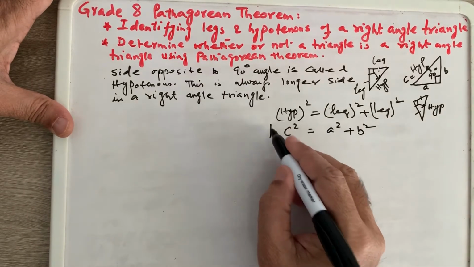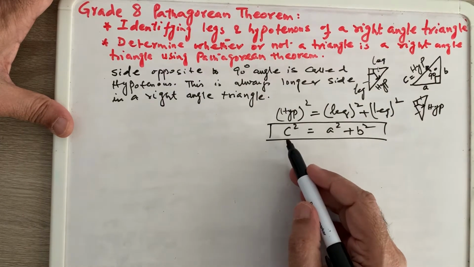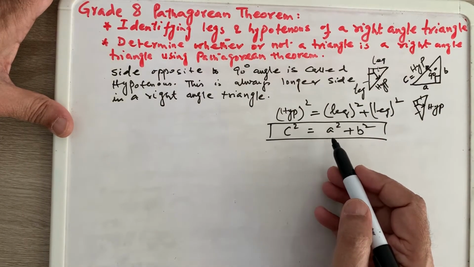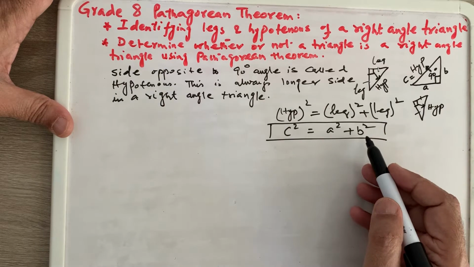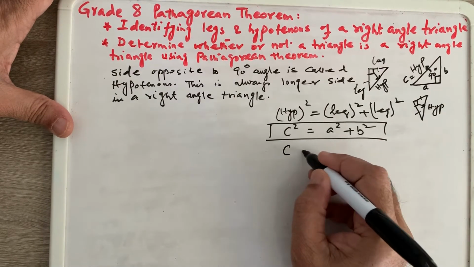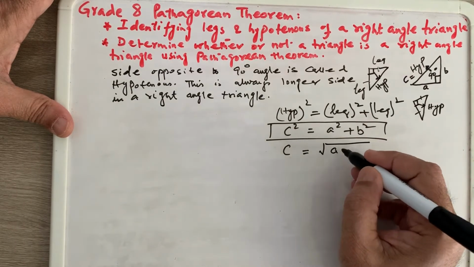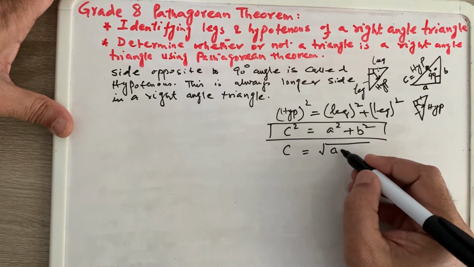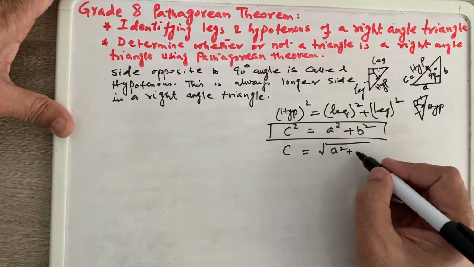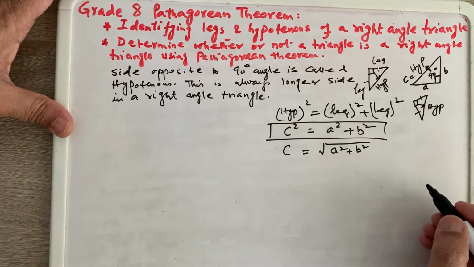So this is my Pythagorean theorem, which says that the square of the longer side is always equal to the sum of the squares of the two shorter sides, or the two legs. And if I want to calculate this C or hypotenuse, I have to take the square root of the other side, because this 2 goes and sits as a half power, which is called the radical sign or square root. So my formula becomes this.